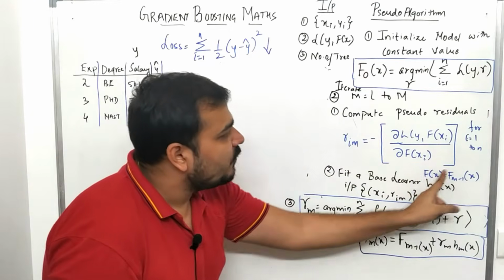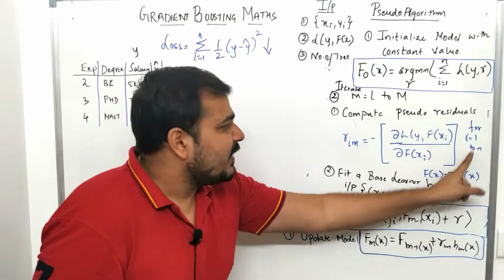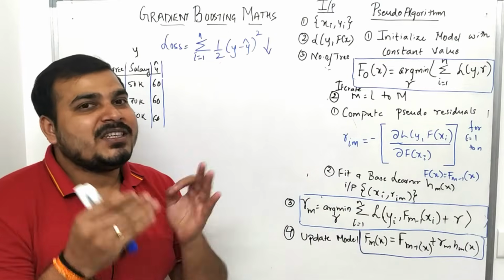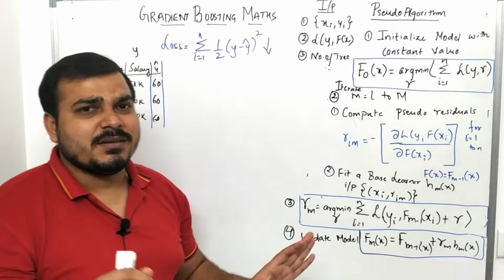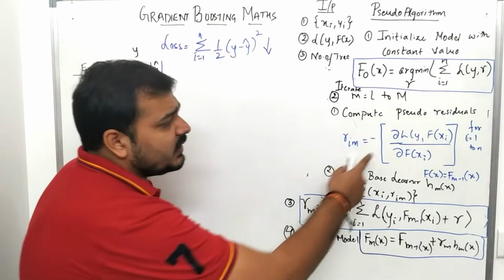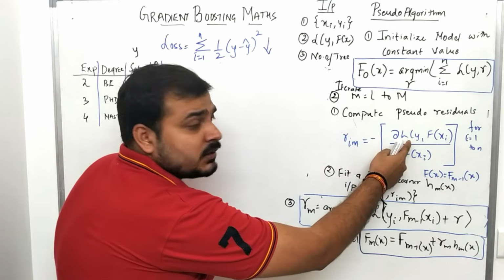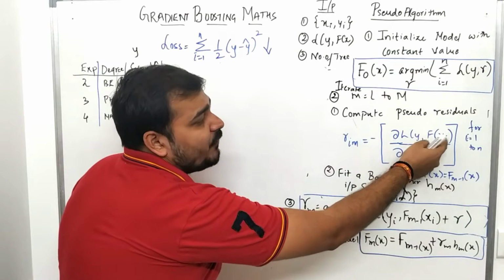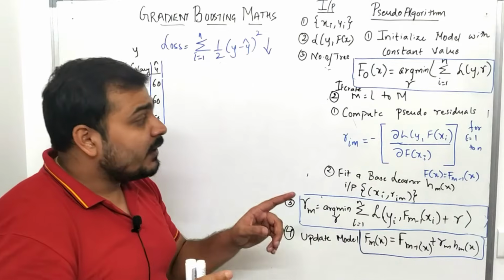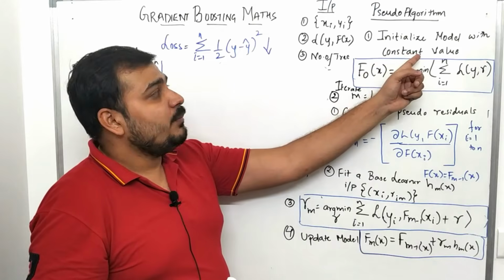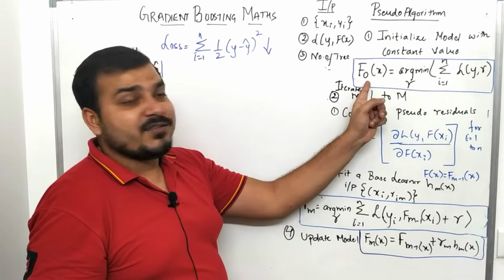Now what is this particular formula, and what is this particular equation? Again, you may find it much more complicated, guys, but this is also very, very simple. Let me just tell you what this is. This is nothing but the derivative of the loss L of y comma f of x i, right? Now remember that during this particular model, my f of x is nothing but f0 of x, right?